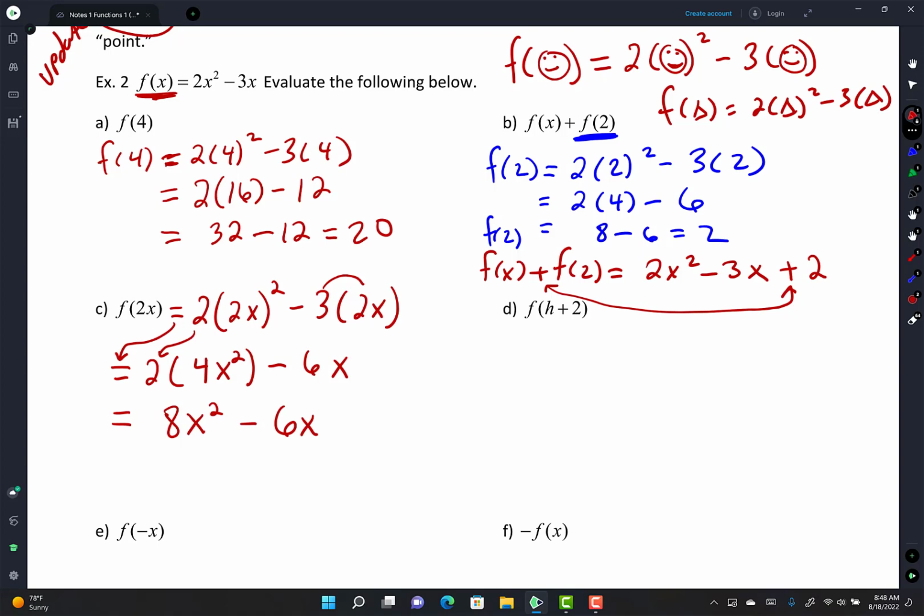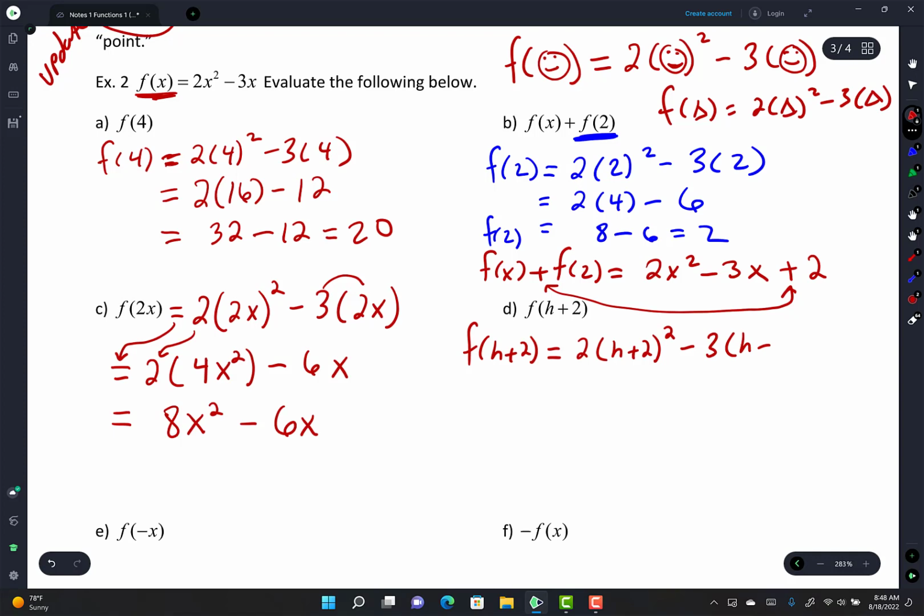So I'm going to write it right here. F of h plus 2. Wherever I have the variable x, I'm going to write h plus 2. 2 parenthesis h plus 2 close it squared minus 3 parenthesis h plus 2 close it. I don't know if you were here during the SAT practice, but I specifically mentioned this.